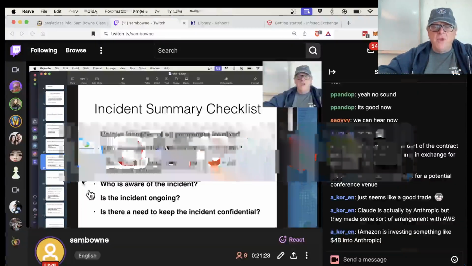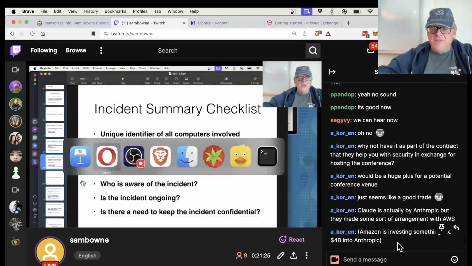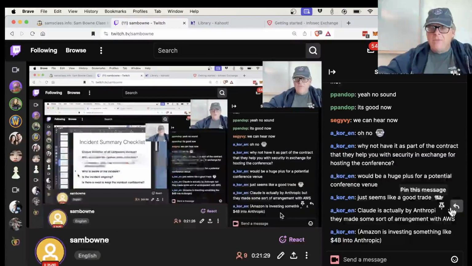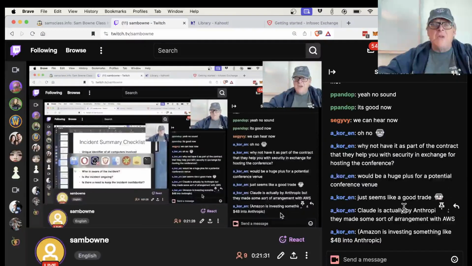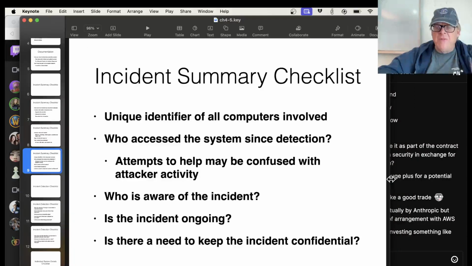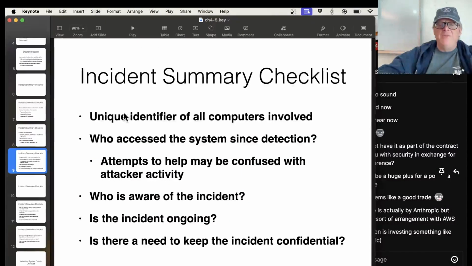Let me just check for comments online. Amazon is investing $4 billion in Anthropic. Yeah, well, that makes sense. Claude is actually Anthropic. Yeah, Amazon is involved. It's a separate company, but Amazon is like a big funder, just sort of like OpenAI and Microsoft. All right, good. Let me move this over, and I can actually see something about the comments while the slides are visible. That's all professional and stuff.